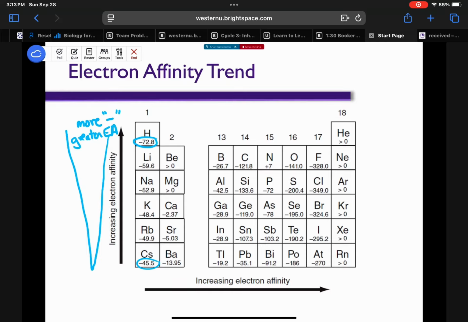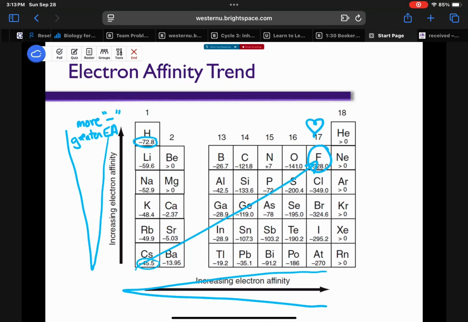Okay, let's go across the periodic table. We can see if we go from lithium, we're at like -60 there, carbon -110, fluorine -328. We can see they are getting more negative as we go across the periodic table, which means the electron affinity is increasing. We have a whole lot of love happening for electrons as we go up and to the right of our periodic table. Fluorine here has the greatest electron affinity.